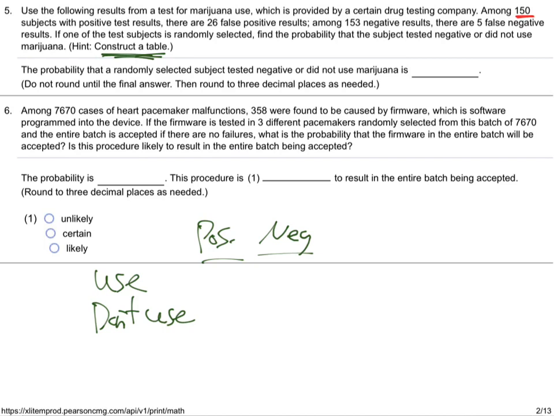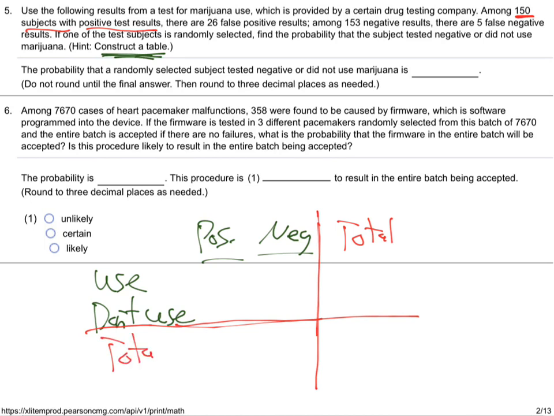Let's see. 150 subjects with positive. Let me help you go through this. So everybody good with that table idea? And then we're going to have totals, you realize, outside that. Over here is going to be total, and down here is going to be total. Everybody got their table set up like I do?